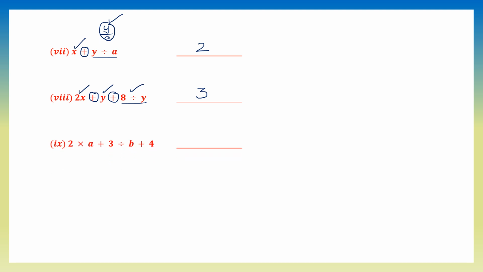Ninth one, 2 into a becomes 2a. That's one term, so we have plus, then we have another term. Now 3 divided by b, this whole thing becomes one term. Then we have a plus sign. So 1, then we have 2, then we have 3. We have 3 terms. So there are 2 plus signs, so there are 3 terms.